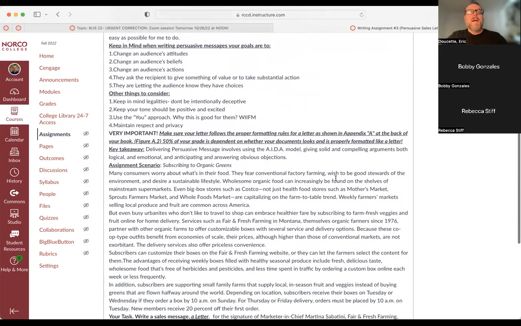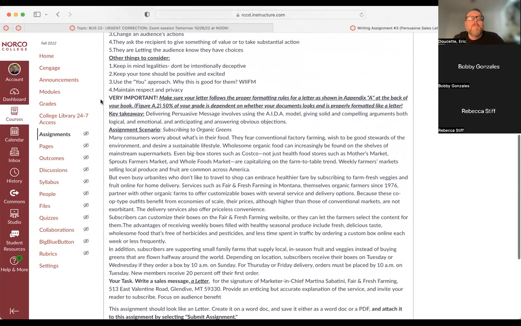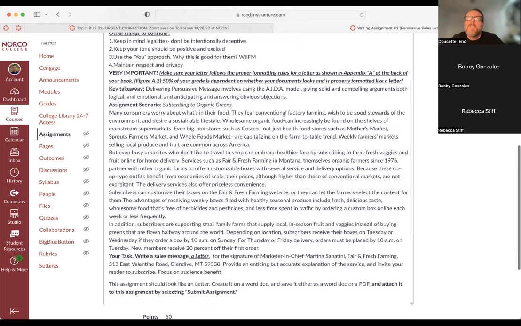Keep in mind you can read through the persuasive messages, and there are some other things I added there, but here's the very important part right in the middle. Make sure your letter follows proper formatting rules for a letter as shown in Appendix A. I'll go over that in a second. At the back of your book, Figure A2, and 50% of your grade is dependent on whether your document looks and is formatted properly like a letter. Again, delivering persuasive messages involves using the AIDA method, giving solid and compelling arguments, both logical and emotional, and anticipating and answering obvious objections. So here's the scenario.